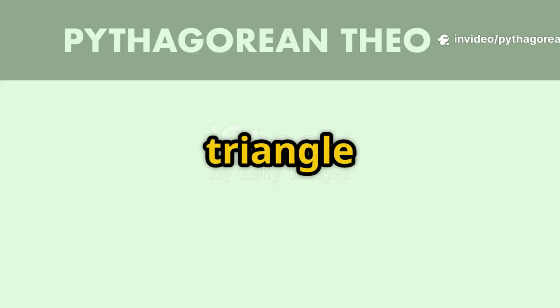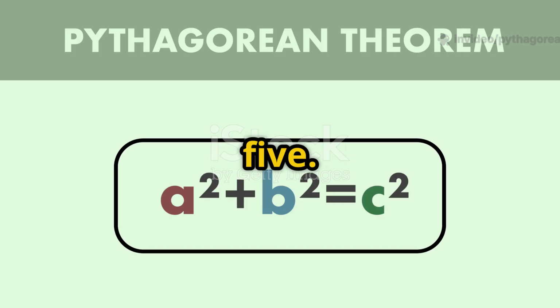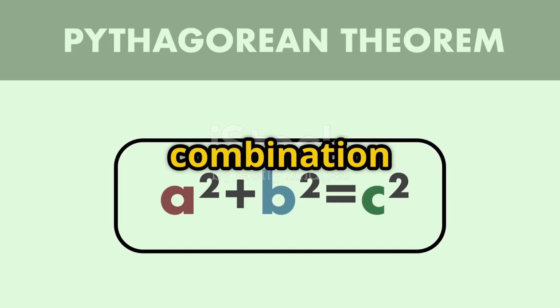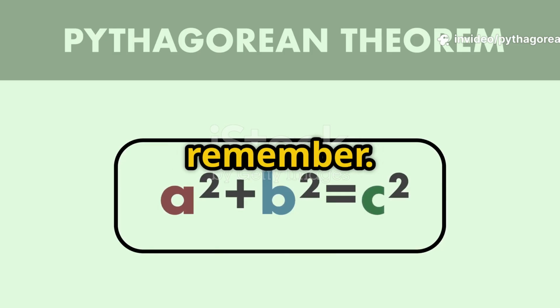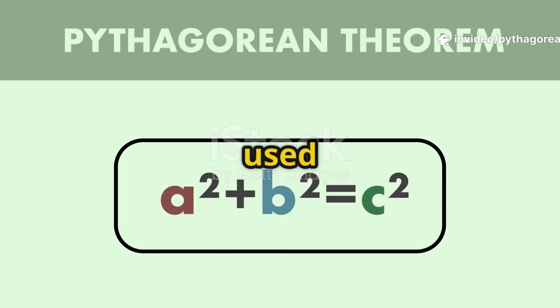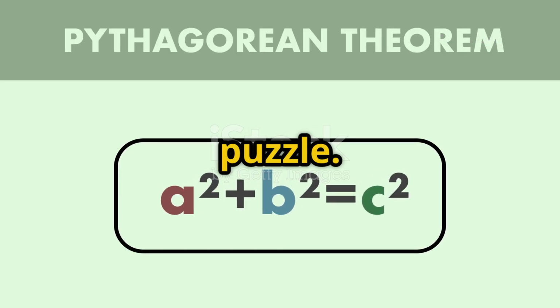So, for a right triangle with legs of 3 and 4, the hypotenuse is always 5. This famous 3-4-5 combination is known as a Pythagorean triple, and it's a super handy shortcut to remember. See? You just use the Pythagorean theorem. It's not so scary after all. It's just a few simple steps to find a missing piece of the puzzle.